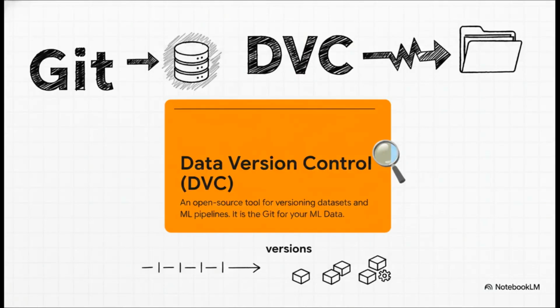And the tool that makes all this possible is DVC, or Data Version Control. And the simplest way to think about it is right there on the screen. It is Git, but for your data.